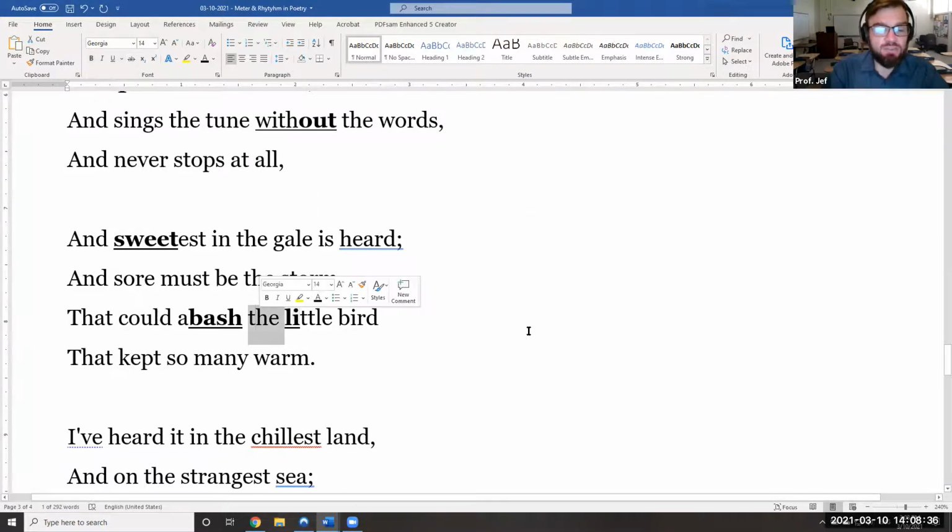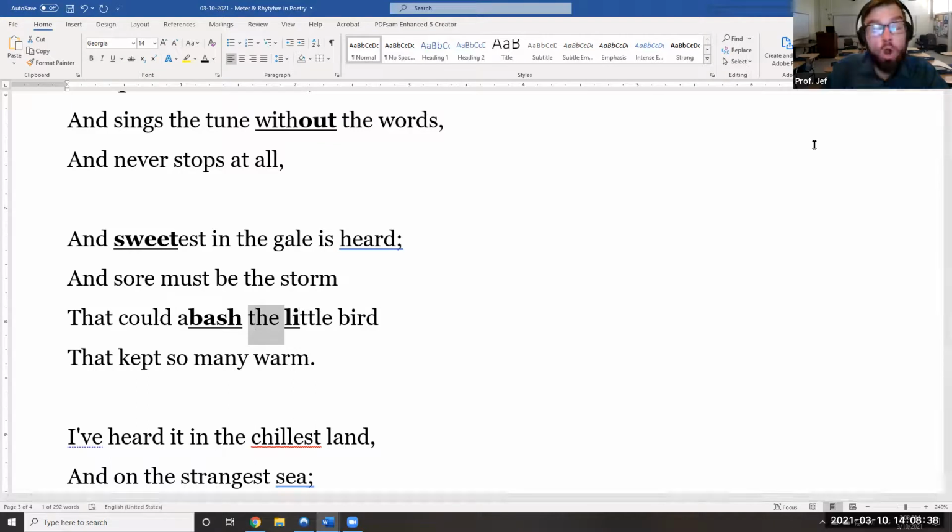So it makes perfect sense for the poet to put an unstressed word, a small, tiny word like an article, in there. And the speaker's just going to blow through it quickly to get on to the next stressed syllable, right?